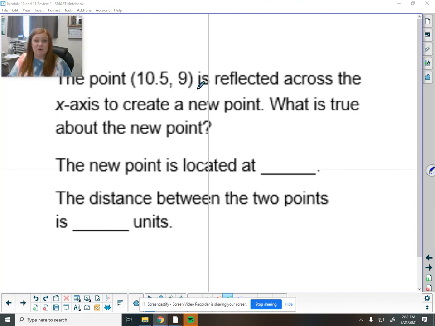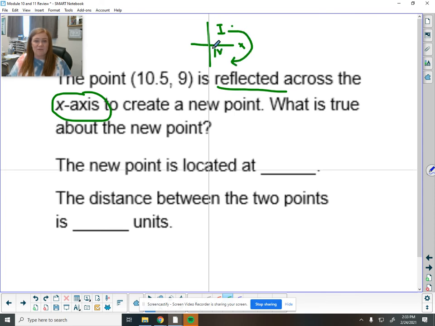This time we are going to reflect this point over. So if I'm thinking, here's my grid, I need to go over 10.5, up 9. So I can see it's in quadrant 1. Remember 1, 2, 3, 4. And we want to go over X. So X is here. So we're going to flip over here into quadrant 4.